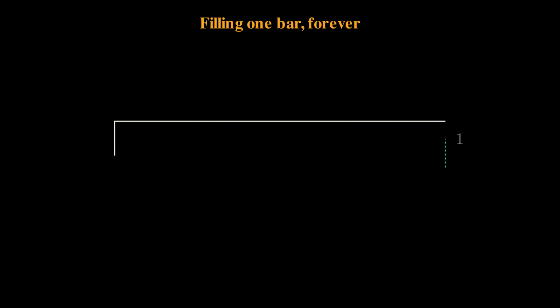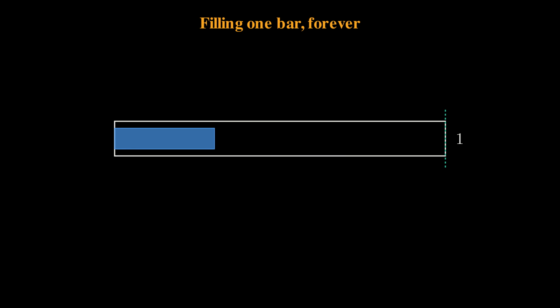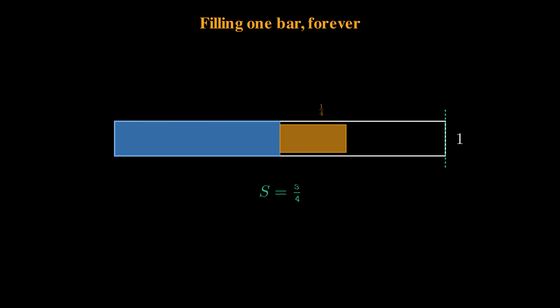Here is one whole bar, length exactly 1. Our first step covers half of it. Now each new step covers half of the gap that's left. A quarter, then an eighth, then a 16th. Watch the running total: 1/2, then 3/4, then 7/8, then 15/16.